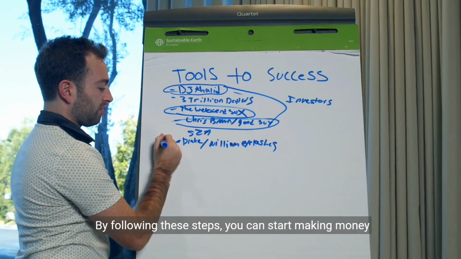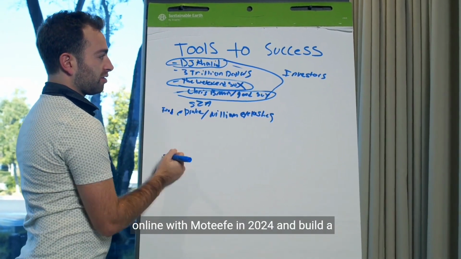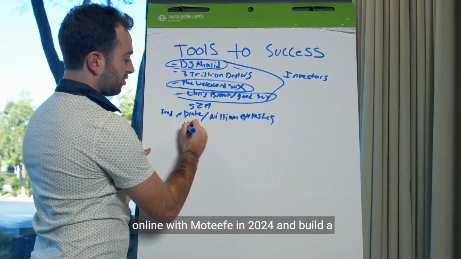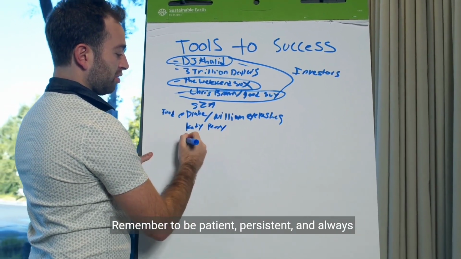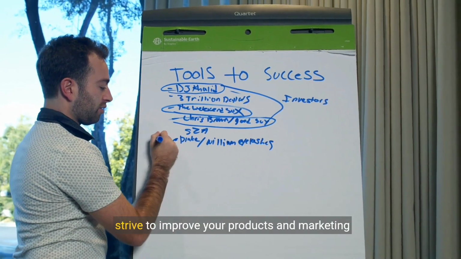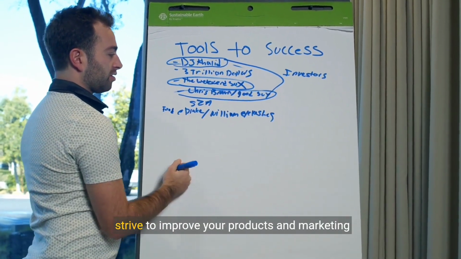By following these steps, you can start making money online with Moteefe in 2024 and build a successful business selling custom products. Remember to be patient, persistent, and always strive to improve your products and marketing strategies.